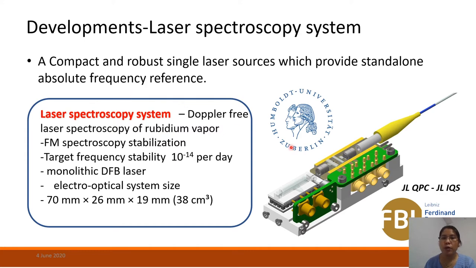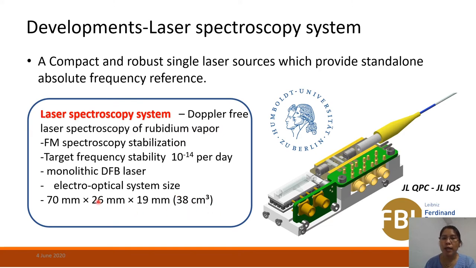As you can see in the pictures on the right side, the CAD image of our spectroscopy setup, which we are presently developing at the Humboldt University. The target frequency stability, once we lock the laser using frequency modulation, is of the order of 10 to the power minus 14 per day. And we have tried this out in our lab using a monolithic distributed feedback laser.